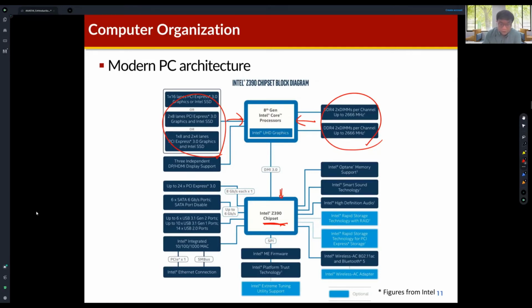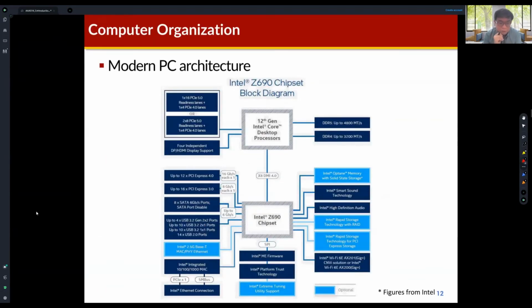Okay, so we can use interfaces like PCI Express 3, SATA, and USB. Also, this motherboard chipset is connected to some different functions of the computer system. As you can see, this is the motherboard chipset of the 8th generation Intel Core. How about the most recent Intel Core?